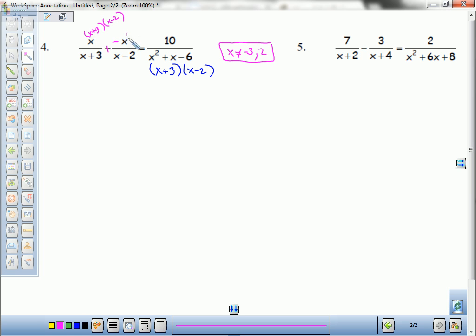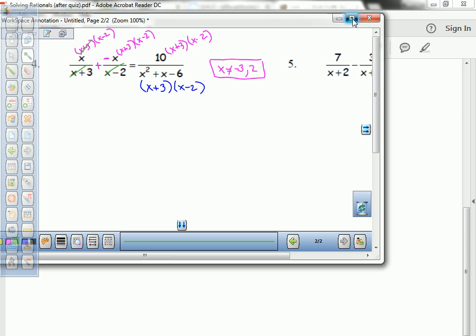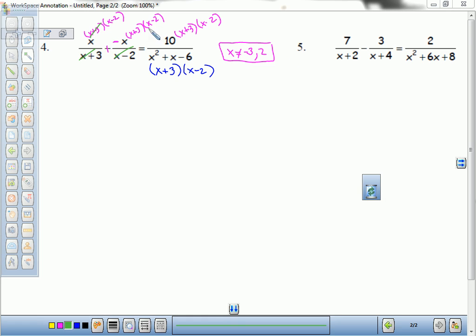Alright, so we're going to multiply through by the x plus 3 and the x minus 2. And then we cancel. Miss Wilson, do we have to do it that way? You're going to notice what's going to cancel, and if you don't want to write it, you don't have to write it. But I'm going to do it the same way every time.